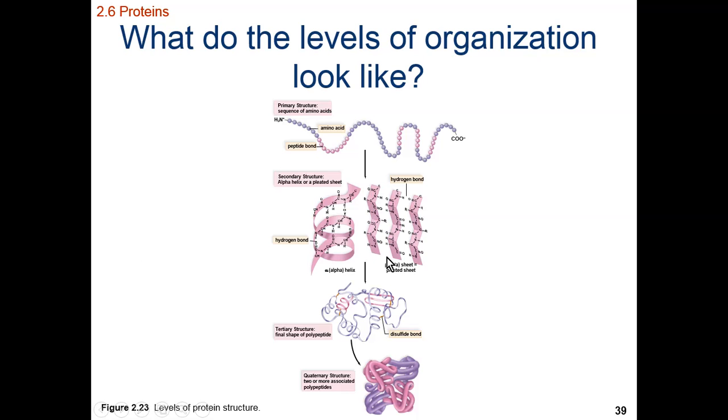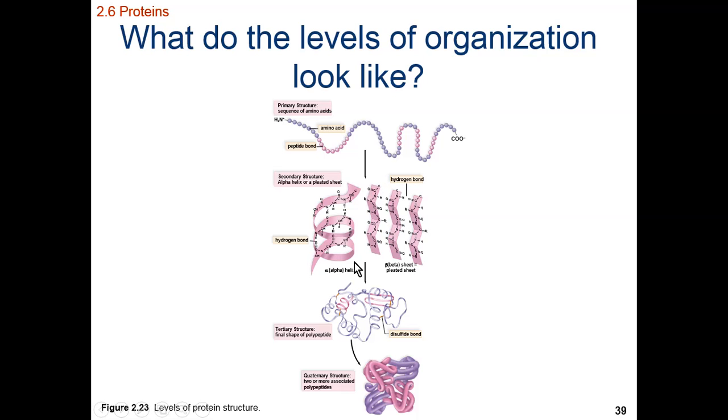If they zigzag back and forth, we call it a beta-pleated sheet. These alpha helices and beta-pleated sheets are known as secondary structures. These secondary structures can fold back and forth on themselves to form a tertiary structure. The tertiary structure will oftentimes have special bonds known as a disulfide bond, helping to anchor it in place. These secondary structures are going to have weak hydrogen bonds anchoring them in place.